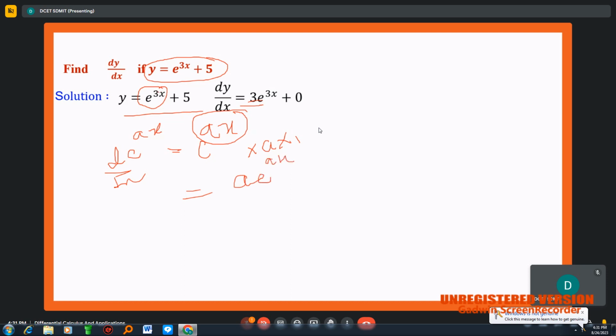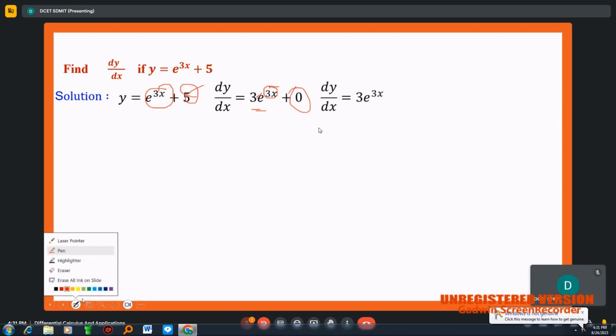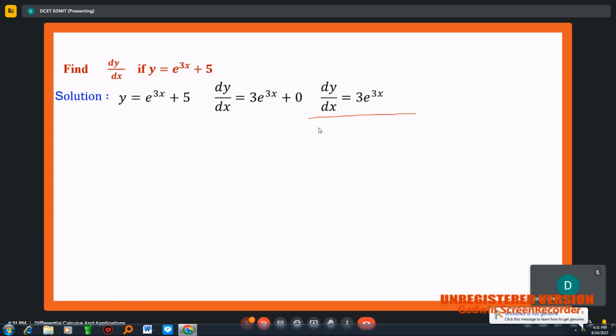In the place of a, we have 3. So what is the differentiation of e to the power of 3x? It is 3 into e to the power of 3x, because differentiation of e to the power of 3x is e to the power of 3x into the differentiation of 3x, which is 3. Plus, what is the differentiation of a constant term? 5 is constant. Differentiation of a constant term is 0. Therefore, dy by dx is equal to 3 into e to the power of 3x.